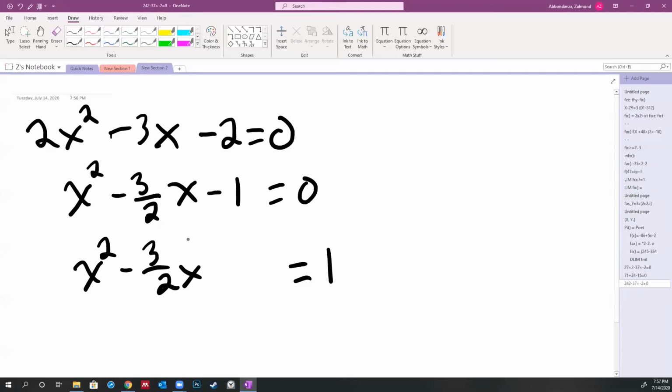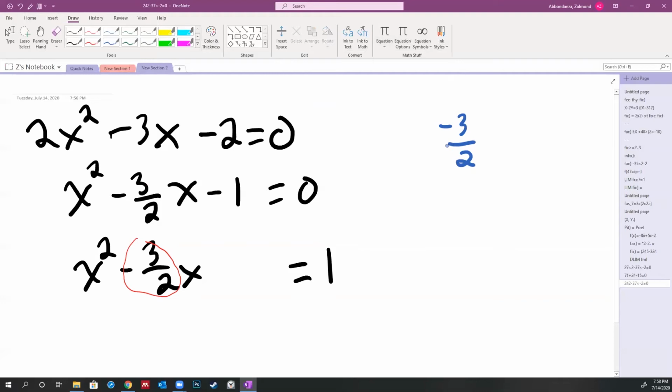The object of completing the square here is to add a number to these two terms that will make this a perfect square trinomial. And when we have a perfect square trinomial, it factors easily into the form that we want. So this is the method of doing that. The first thing you do is identify the coefficient of the x term, which in this case is -3/2. I'm just going to put that over on the side here. And this is what you do with every problem of this type.